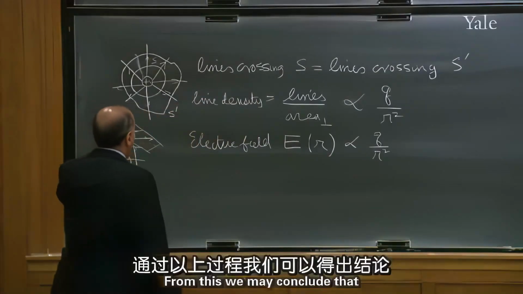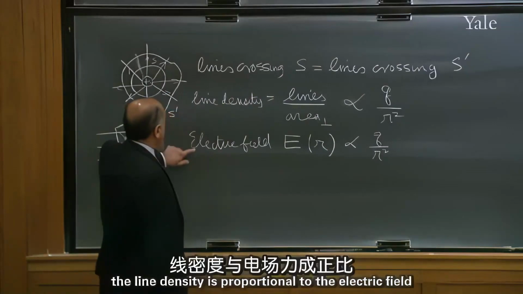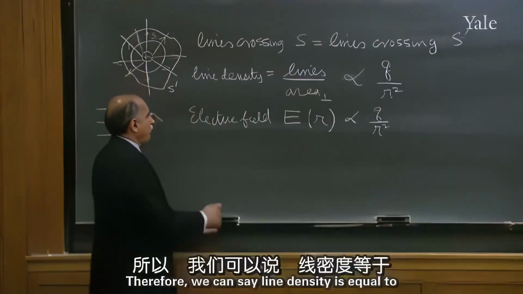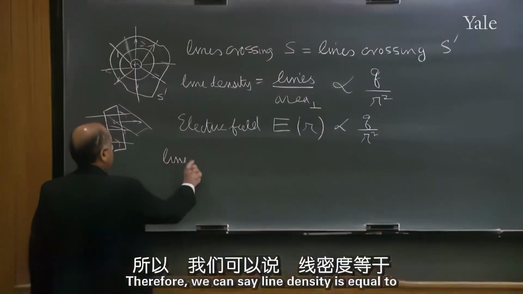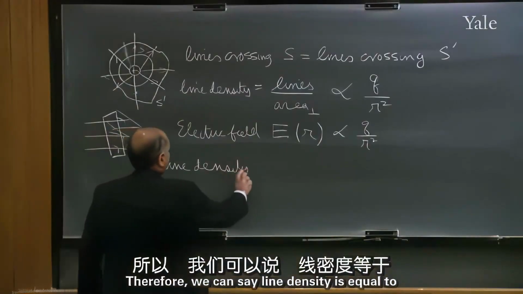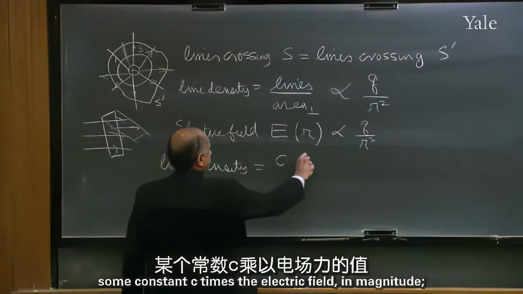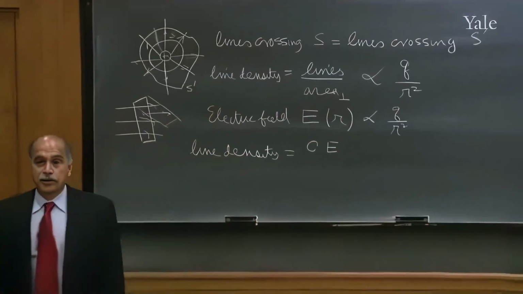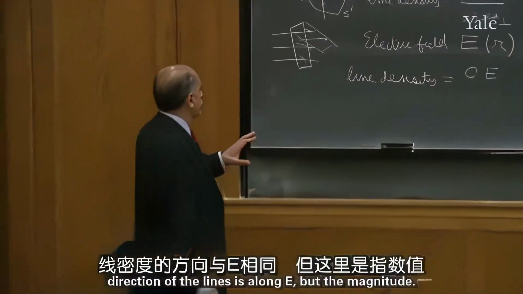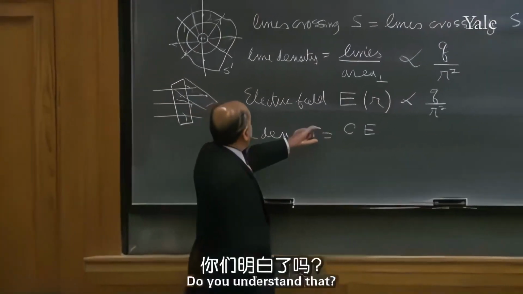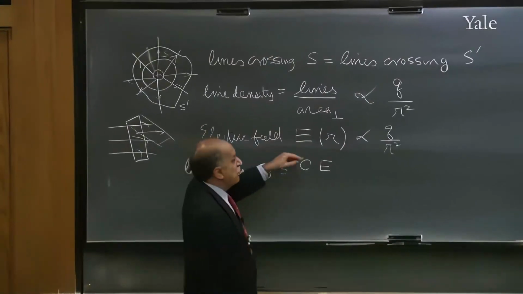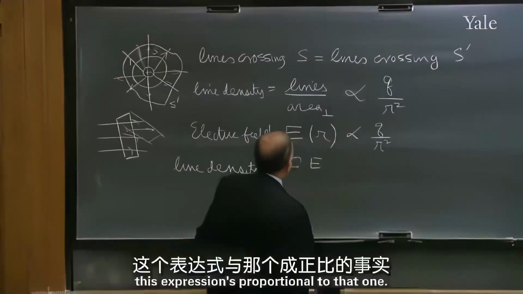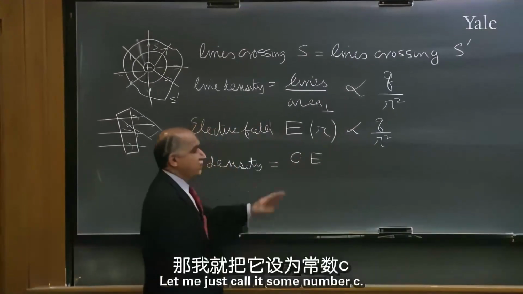From this, we may conclude that the line density is proportional to the electric field because they are both proportional to Q over r squared. Therefore, we can say line density is equal to some constant C times the electric field in magnitude. Direction of the lines is along E, but the magnitude, do you understand that? This guy is proportional to this. This may have some proportionality constant, this may have another one, but nothing changes the fact that this expression is proportional to that one. The constant will depend on details. Let me just call it some number C.